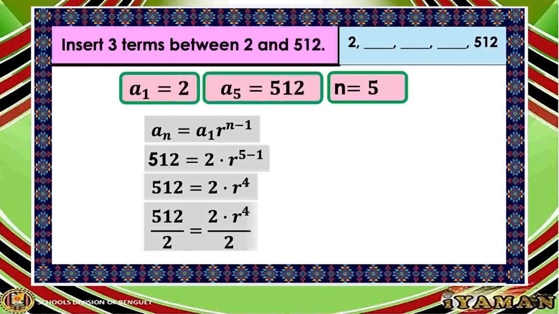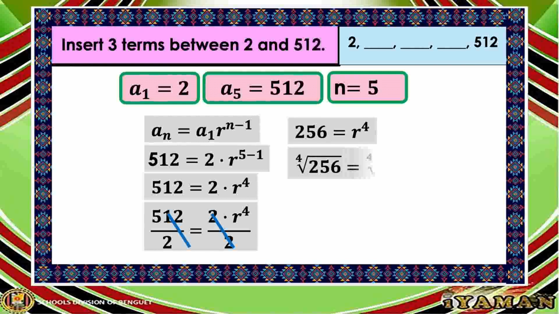To isolate r raised to 4, let's divide both sides by 2. 512 divided by 2 is equal to 256. Let's solve for r. Take the fourth root of each side. The fourth root of 256 is equal to positive and negative 4. There are two values of the common ratio, thus we will also have two sets of geometric means.